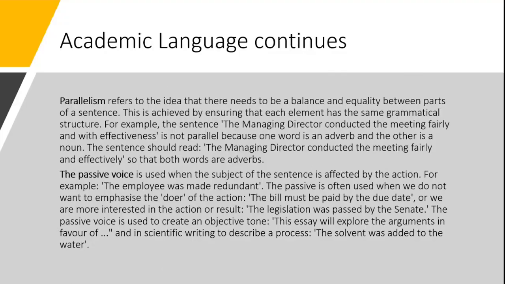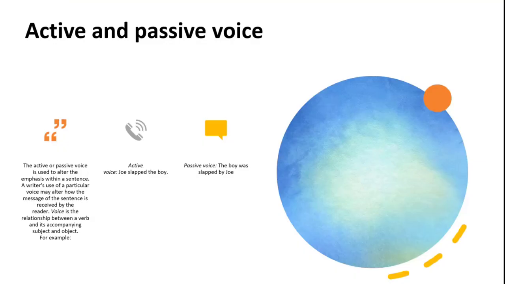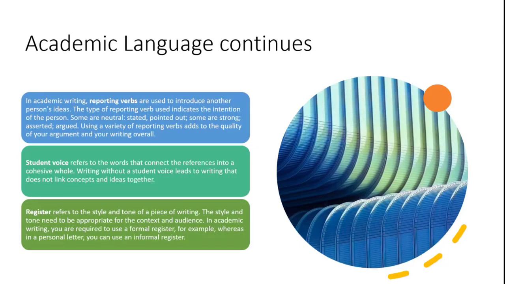So these are some examples, right? Joe slapped the boy, that is active. The boy was slapped by Joe. So instead of saying the boy was slapped by Joe, rather use the active and say Joe slapped the boy. All right.